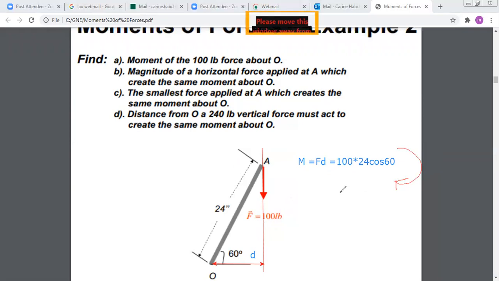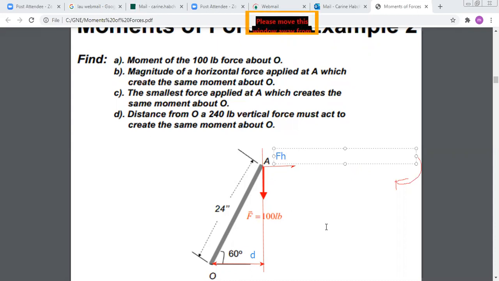Now, the next question: find the magnitude of a horizontal force applied at A, which will create the same moment about point O. So we want to find the moment of a horizontal force. What is the magnitude of a horizontal force creating the same moment about O? I don't know what FH is, but I know that this horizontal force should create the same moment as the vertical force about O.